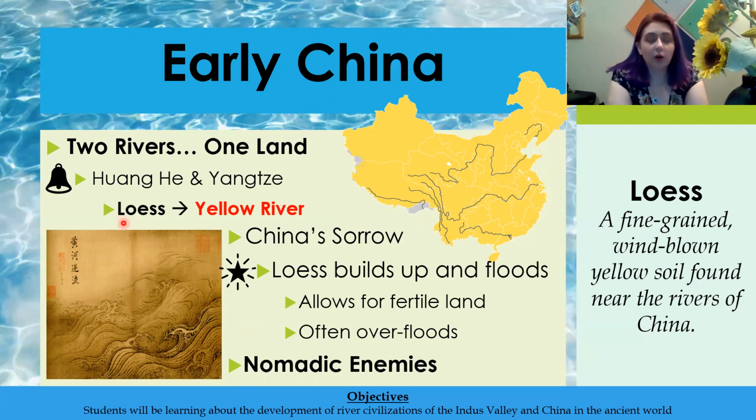One of the most important parts of these rivers was the loess. Loess is a fine-grained, windblown yellow soil found near the rivers. And this soil was found all through here. So that's why these rivers are actually called yellow rivers. And just like the Indus Valley, they have their goods and their bads. Another name for the river was China's Sorrow.